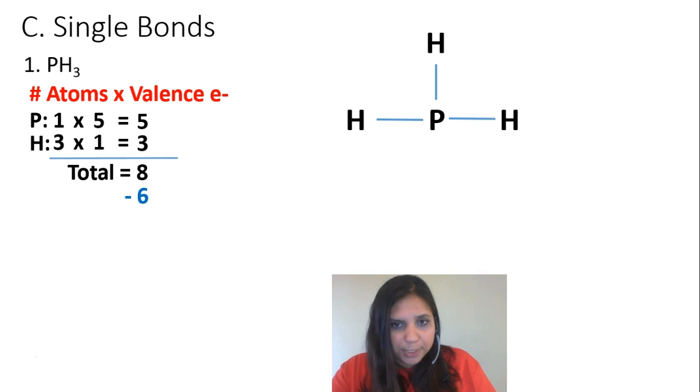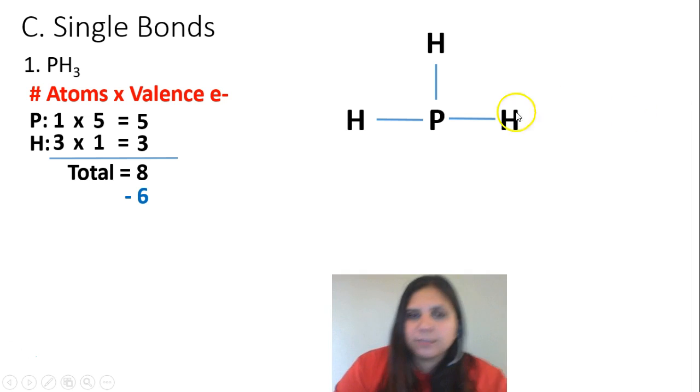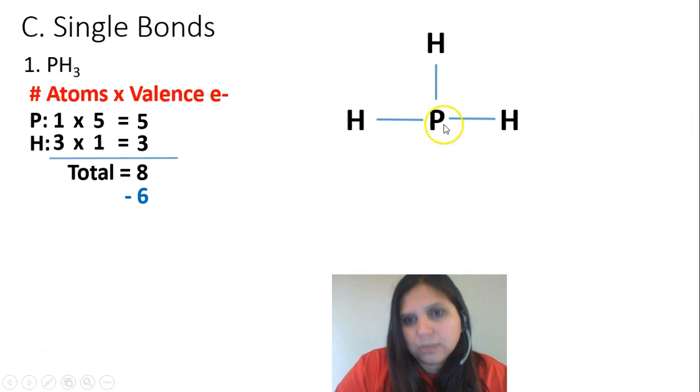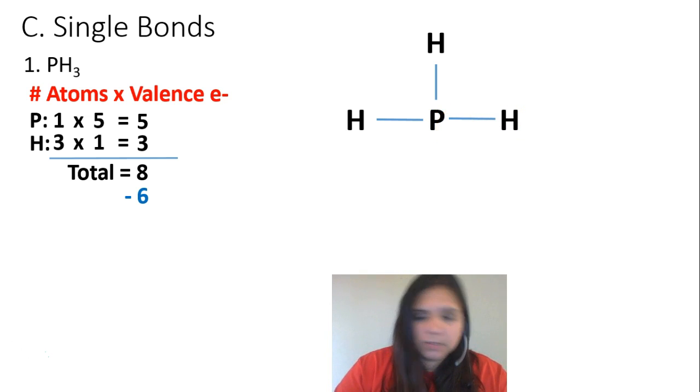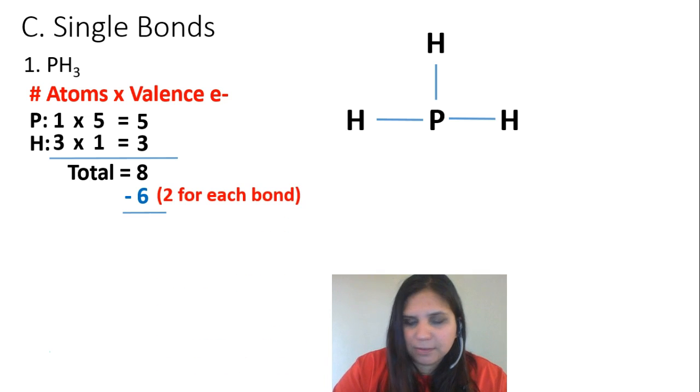Alright, so we're going to keep a running total. So I'm going to subtract 6 because I've just used 6 electrons. Ooh, let's look at that. How did I just use 6? Well, here's 2 plus these 2 plus these 2. That's a total of 6 valence electrons being used. Okay, so that means, 2 for each bond. That means there's 2 valence electrons left.